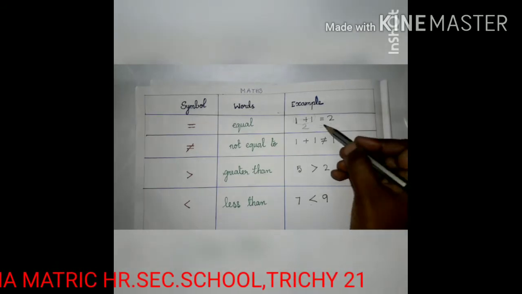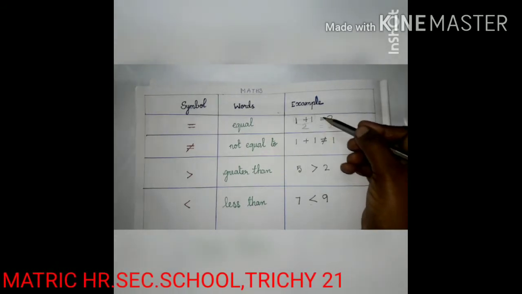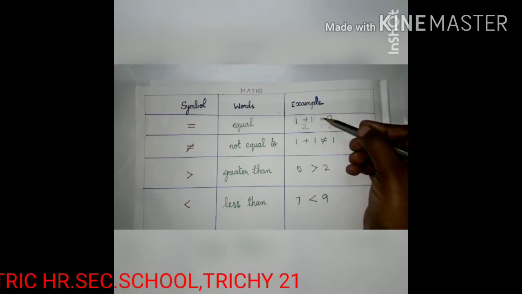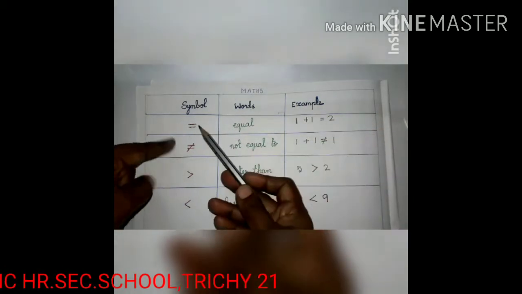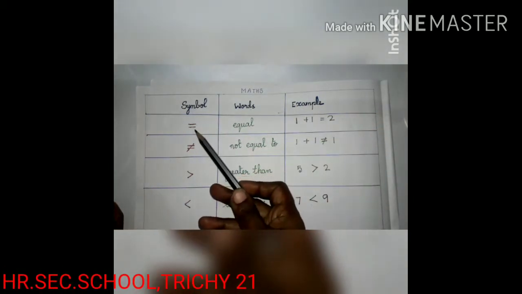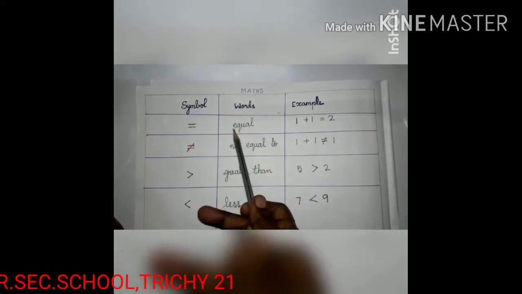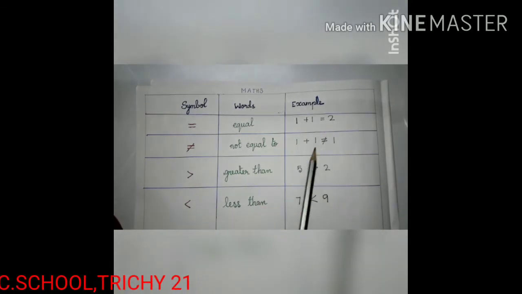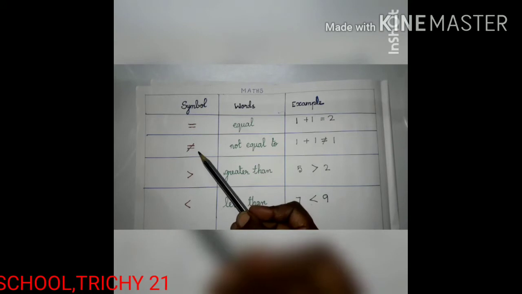Have you understood? So that is why we use the equal sign here. This is the equal sign. What is this? Equal sign. This is the spelling for equal. Then this is the example for that. Okay, then shall we move to the next one?